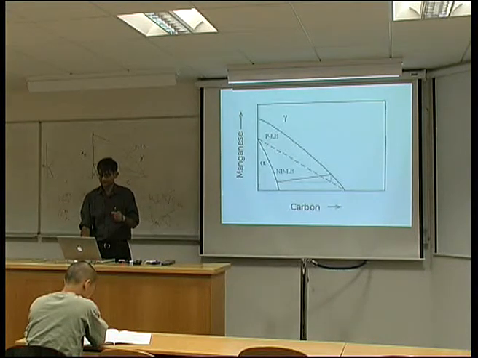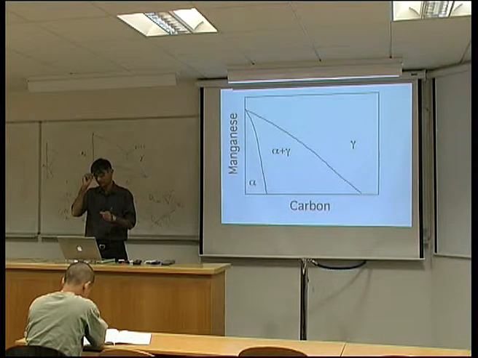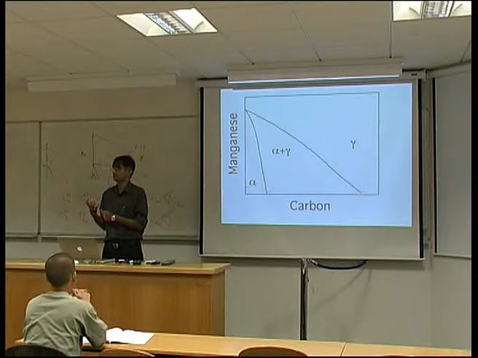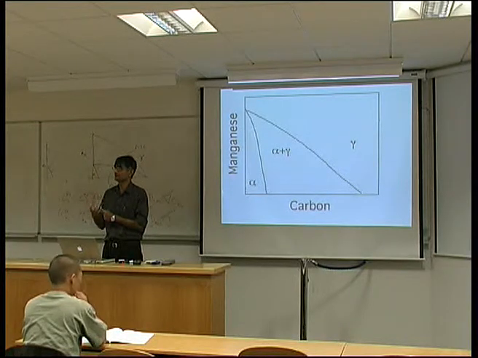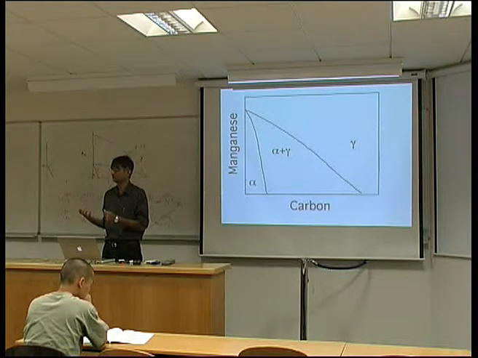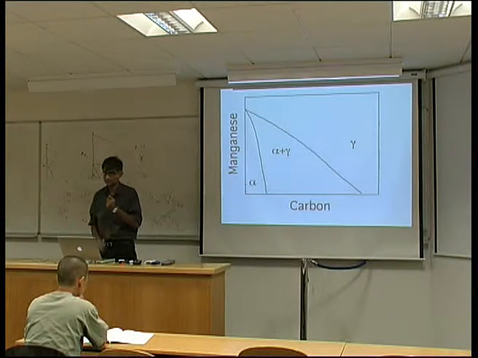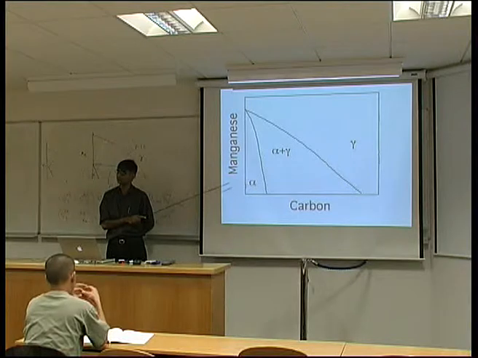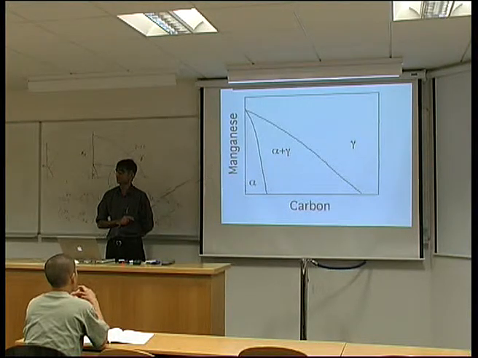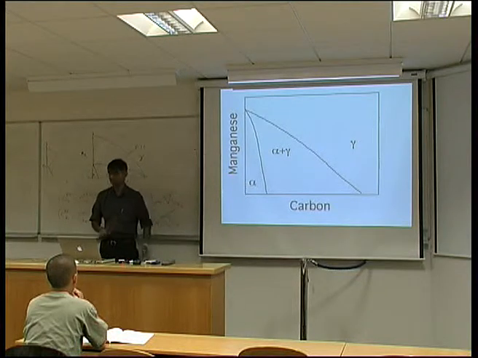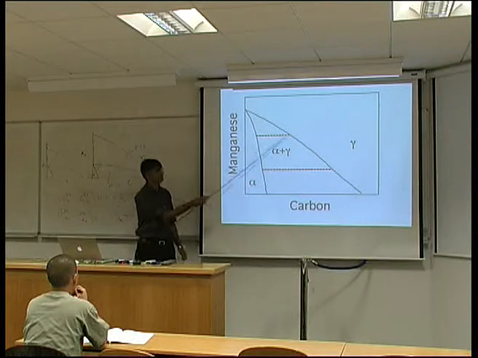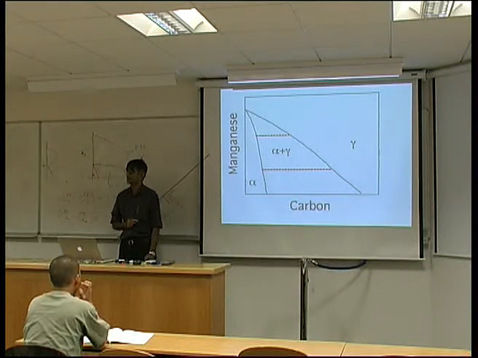We use instead what's known as a para-equilibrium phase diagram. That means a phase diagram in which manganese doesn't diffuse, but carbon does partition between the phases. So you can see it looks different from the other phase diagram. Now, if I asked you about the orientation of the tie lines, what could you tell me? They're going to be horizontal because the manganese concentration in the ferrite and austenite is identical.